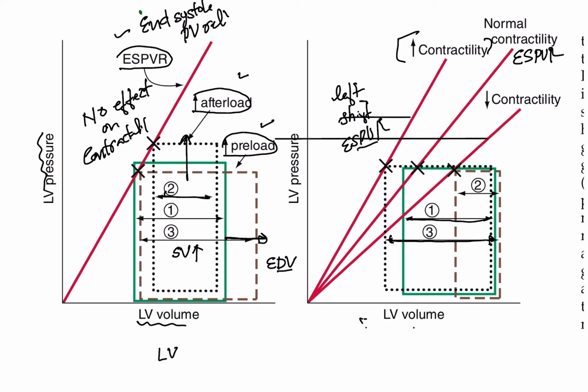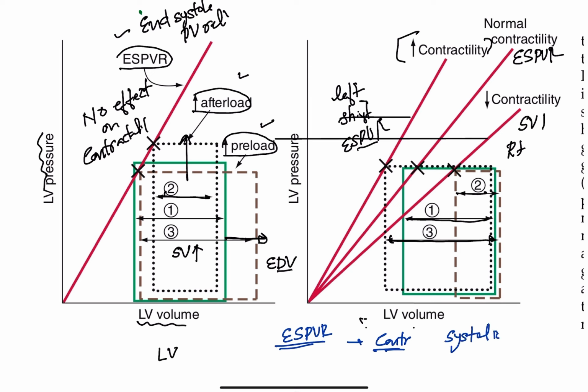On the other hand, when stroke volume is less, you can see in this 2, ESPVR will shift to the right. So what is the purpose of this graph? Just to check the contractility. So in the exam, if they are asking about ESPVR, the purpose is to see contractility. So it is the systolic dysfunction.